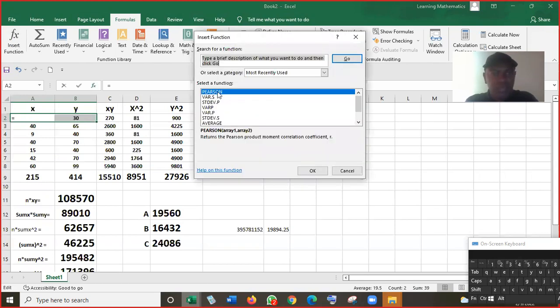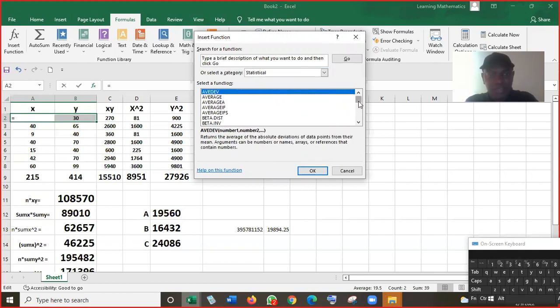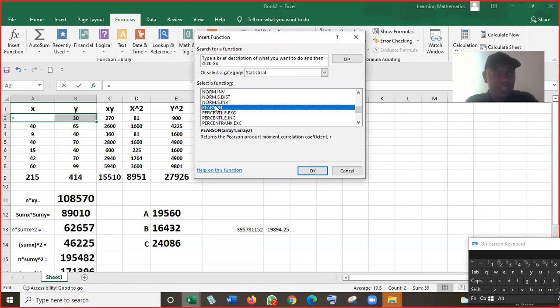And then look, Pearson is watching us right there because I used it previously. If you don't use it, it will appear in the list. You look for it in the statistical category. On the statistical, you have average, you have all different formulas. You look for P. And look, Pearson is right there because this is in alphabetical order. Pearson, you just click OK.